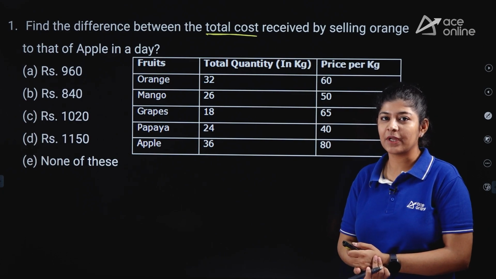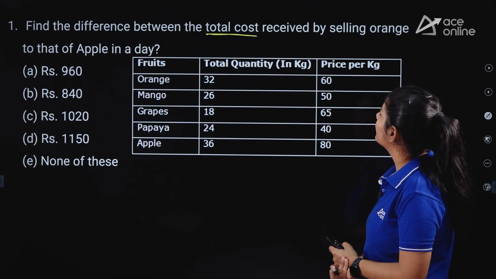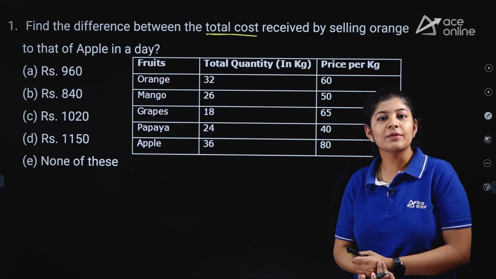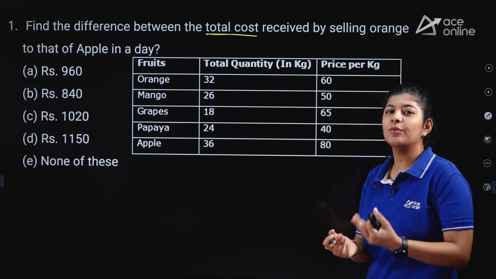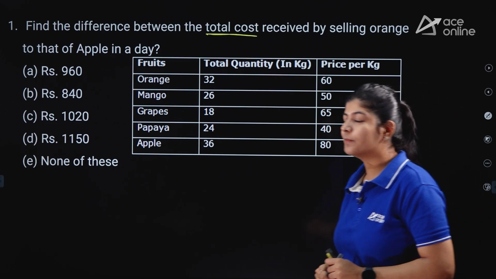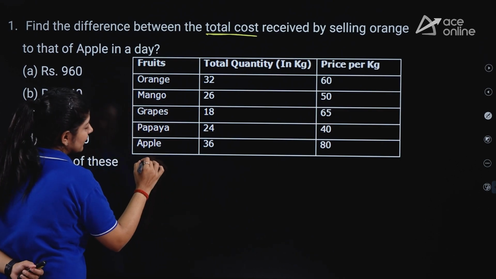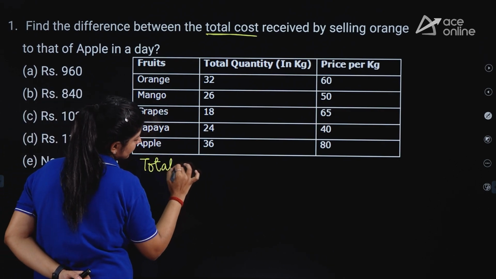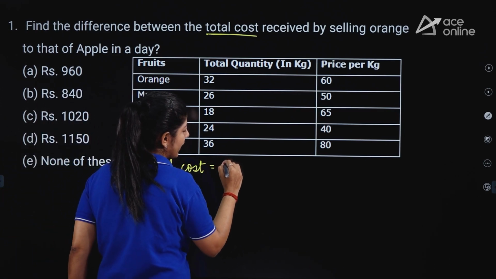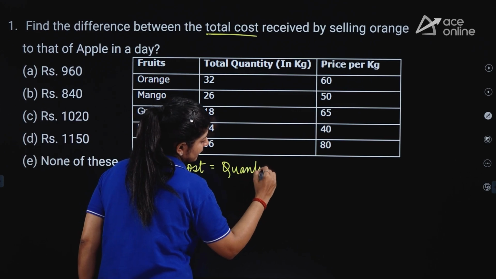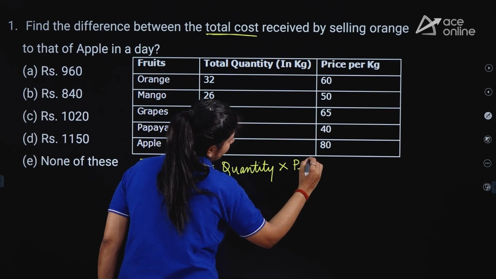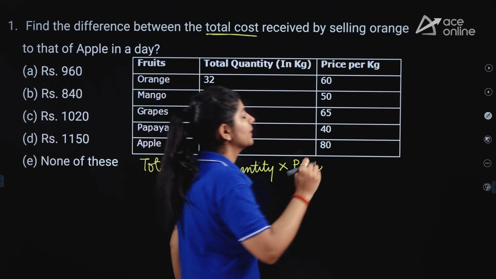We all know how to calculate total cost. First you have to calculate the total cost for the oranges, and after that the total cost of apples, and the only thing you need to find out is the difference between these two terms. I really hope you got your answer. Now let's start. We know that the total cost is calculated by the quantity into the price, right?